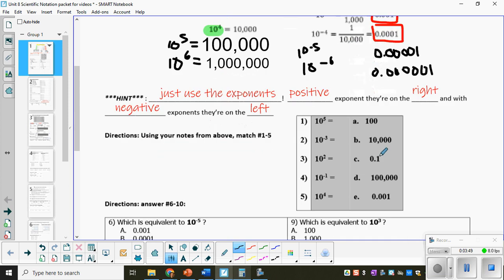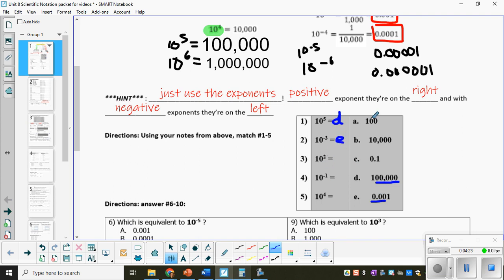So now real quick, let's just do some matching. We've got 5 problems here where we're just going to match. If we see 10 to the fifth power, it's a positive, so we should see 5 zeros on the right-hand side. Here are the 5 zeros I'm talking about on the right. So number 1 here matches up with D. For the next one, if we see a negative 3, we should see 3 zeros, but to the left. So here are the 3 zeros to the left of 1, including 0.001. So we've got E.